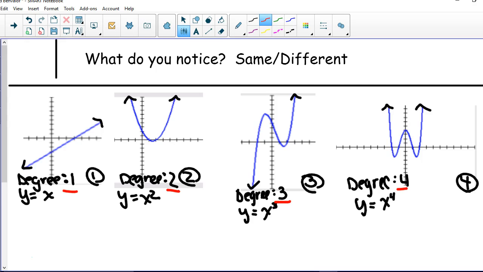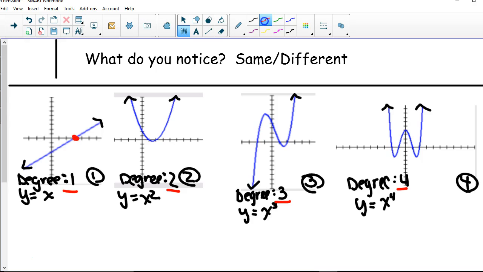Think in your head first, don't say it out loud. The degree and the number of x-intercepts. What's the x-intercepts again? Where it crosses the x-axis. How many times does it cross the x-axis here?